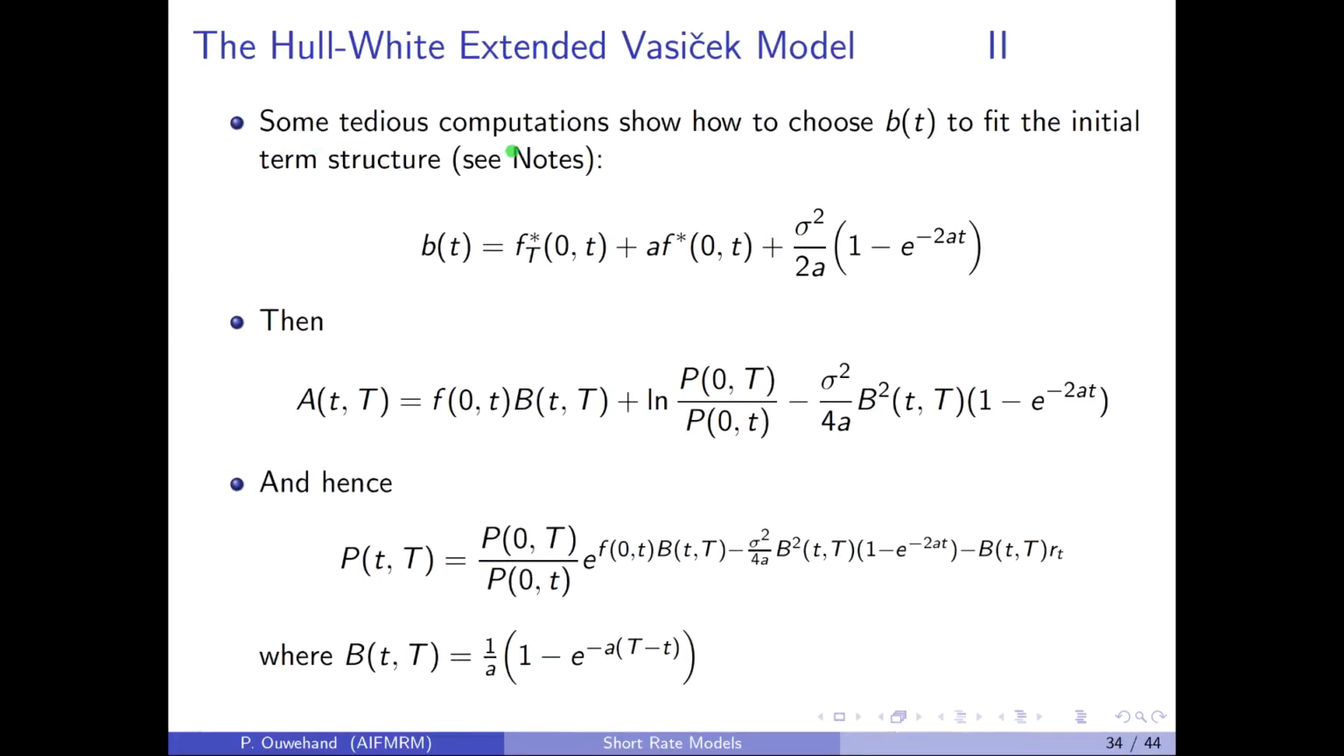Now some tedious computations, which I'd rather not do here, but you can refer to the notes to see them, will show how to choose B(t) to fit the initial term structure. In fact, very shortly, when we look at the Heath-Jarrow-Morton framework, we'll see how to fit the Hull-White-Vasicek model to the observed term structure automatically in a much more efficient way. Now that we know B, we can integrate the equation for A and obtain the following expression. And knowing both capital A and capital B will yield the bond prices, as you can verify yourself, where capital B is the same as that for the Vasicek model.